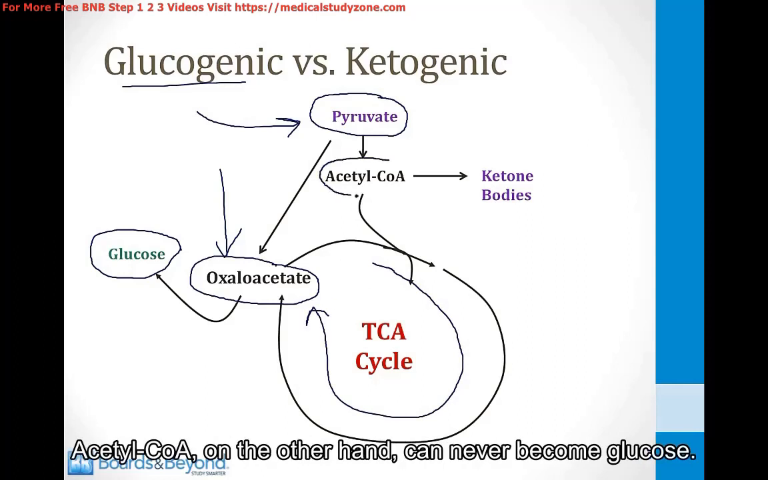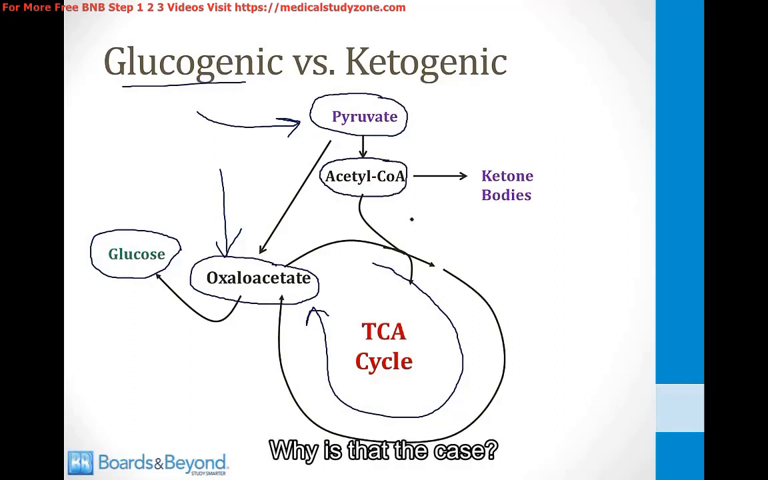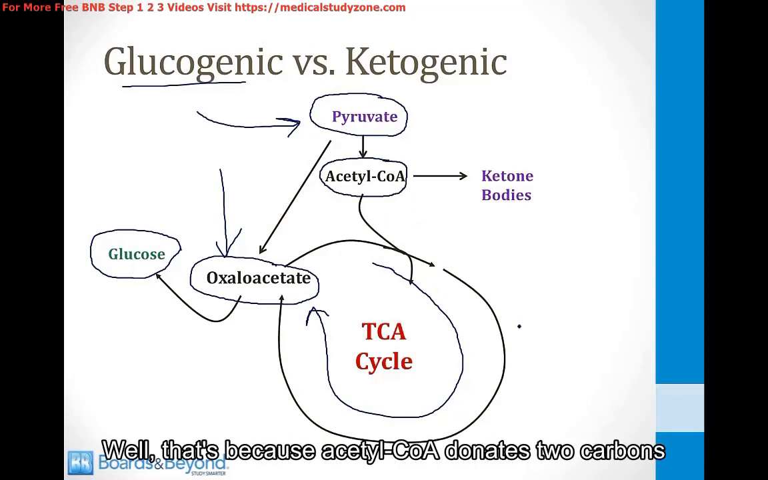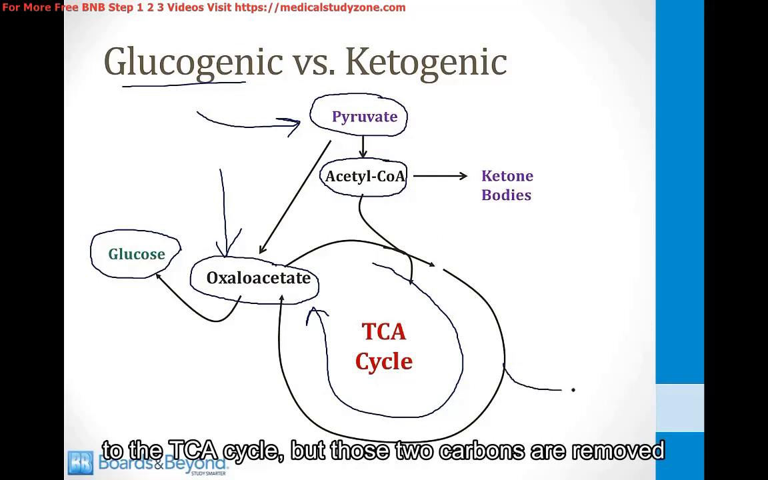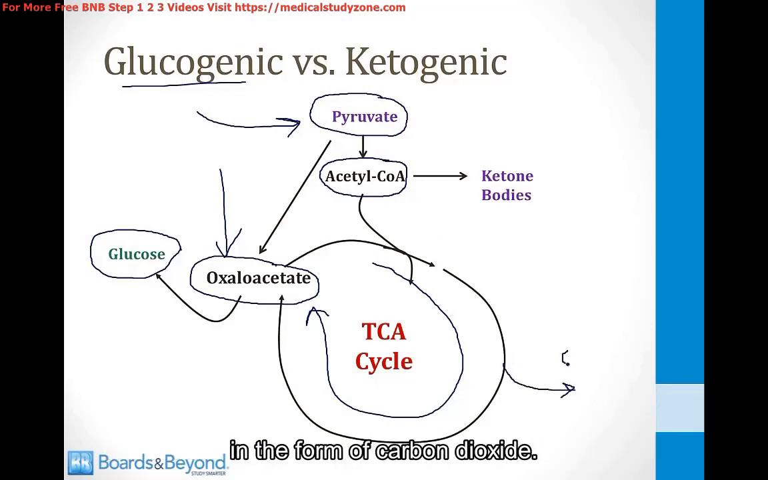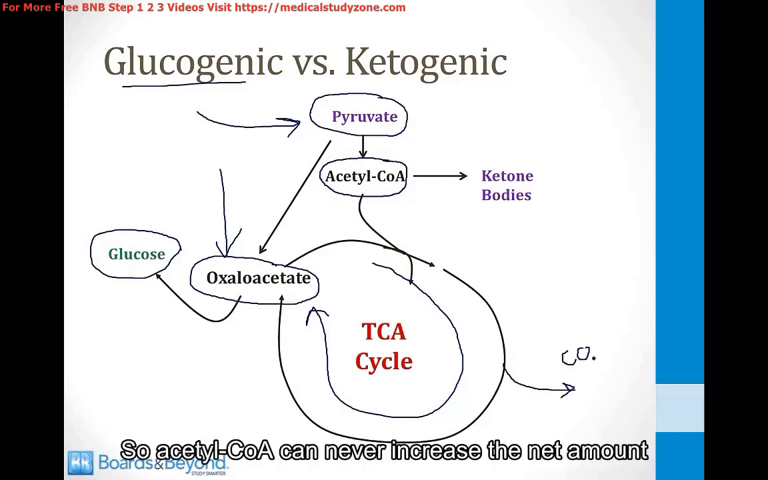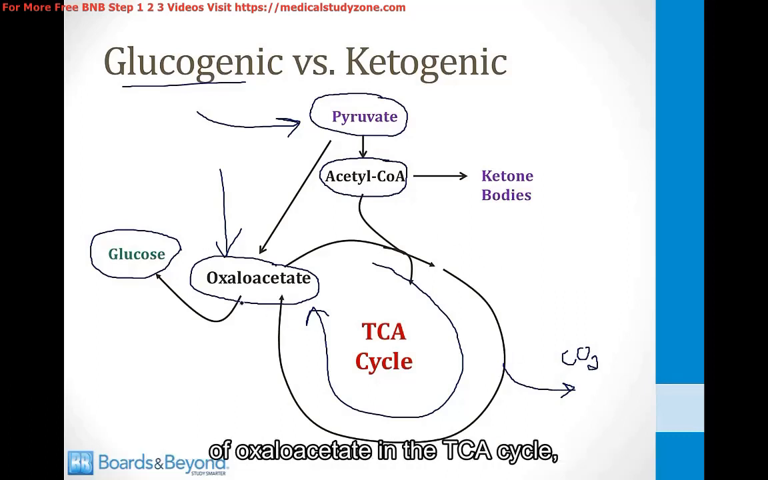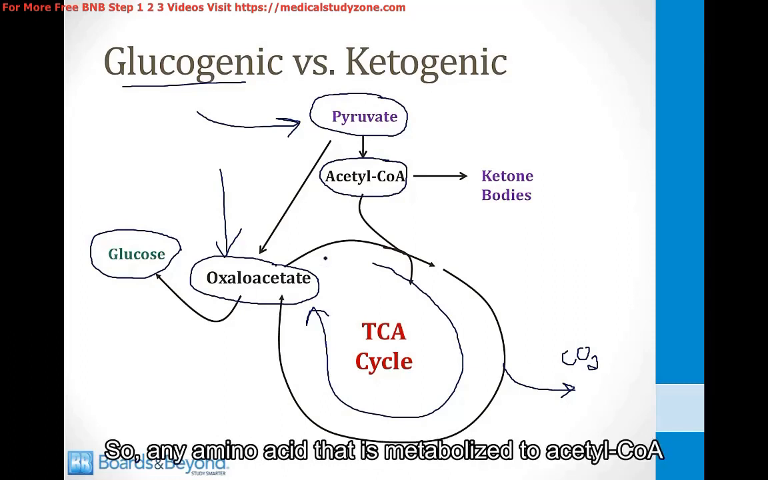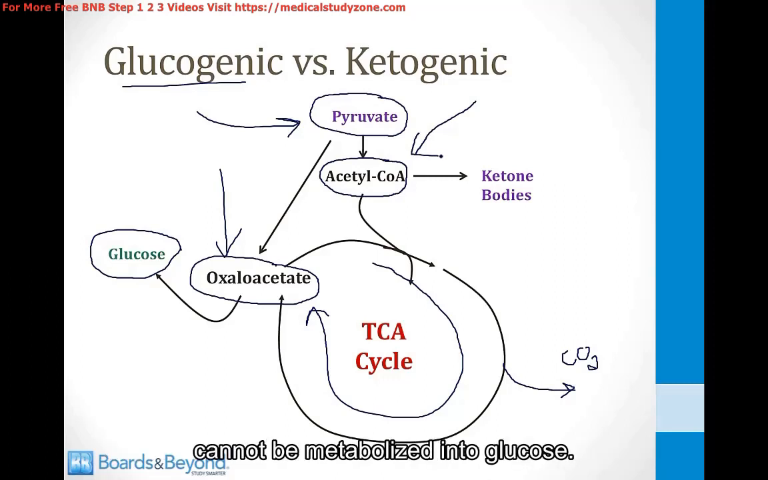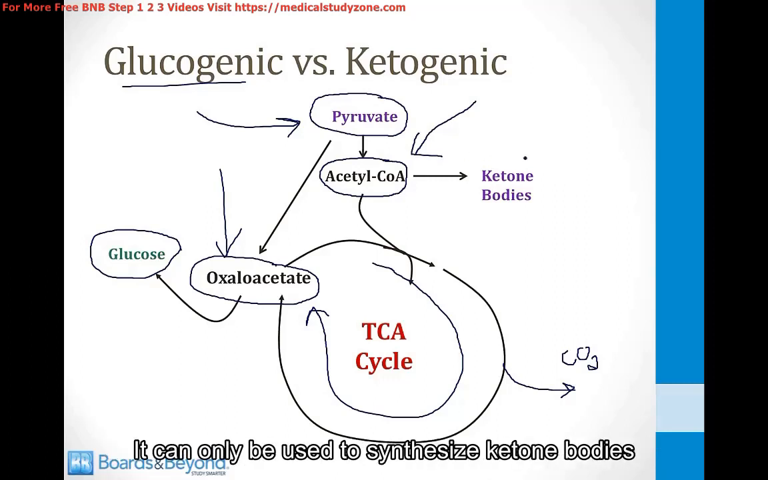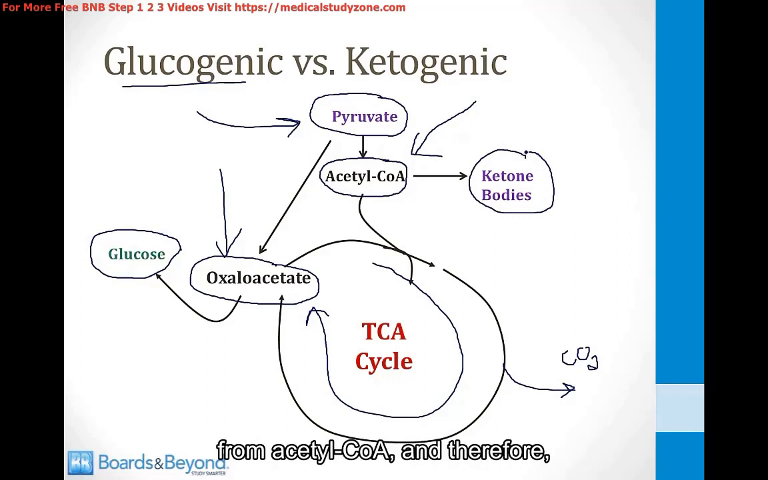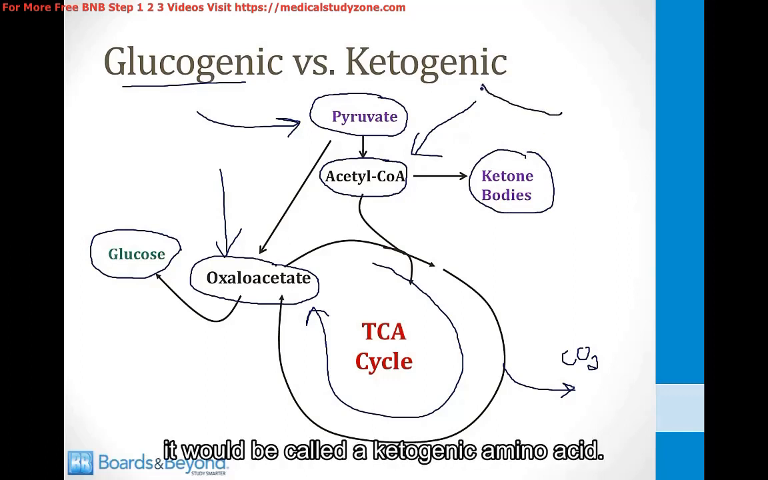Acetyl-CoA, on the other hand, can never become glucose. Why is that the case? Well, that's because acetyl-CoA donates 2 carbons to the TCA cycle, but those 2 carbons are removed in the form of carbon dioxide. So acetyl-CoA can never increase the net amount of oxaloacetate in the TCA cycle and therefore can never be converted into molecules of glucose. So any amino acid that is metabolized to acetyl-CoA cannot be metabolized into glucose. It can only be used to synthesize ketone bodies from acetyl-CoA, and therefore it would be called a ketogenic amino acid.